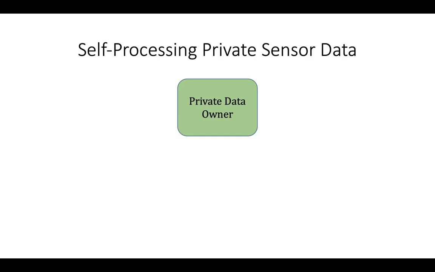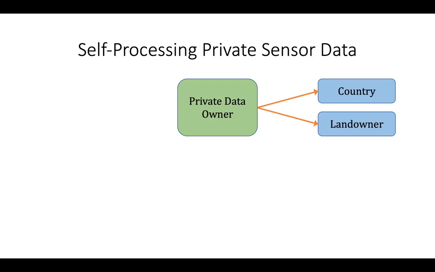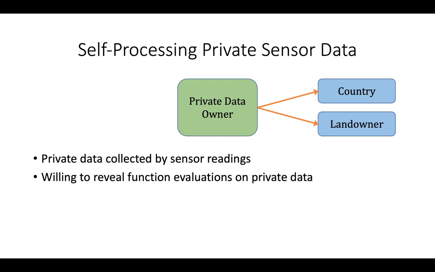So to motivate the problem we study in this paper, consider the following scenario. There's a private data owner. This could be, say, a country or a landowner. And this private data owner possesses some private data that is collected by sensor readings. That is, the private data owner has some sensors deployed on their private land that are taking measurements, and this constitutes the private data. Now, the private data owner wishes to protect their private data, so they are unwilling to divulge it. However, they are willing to reveal some specific function evaluations on the private data.